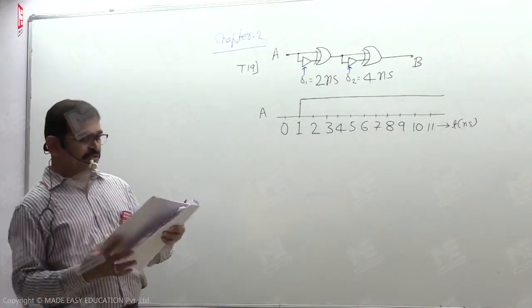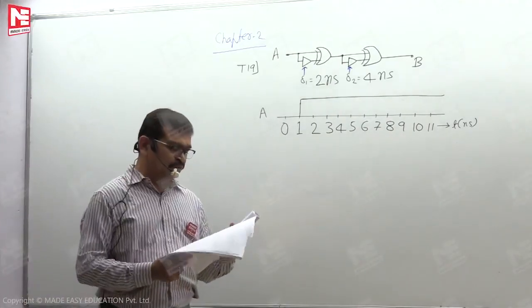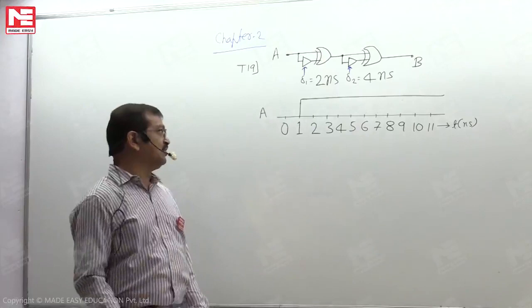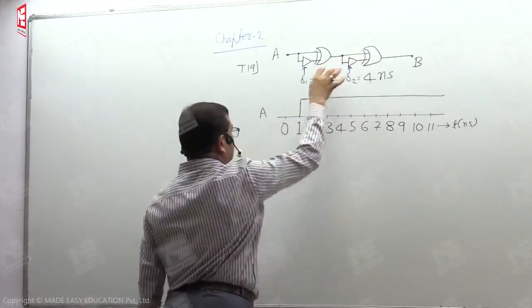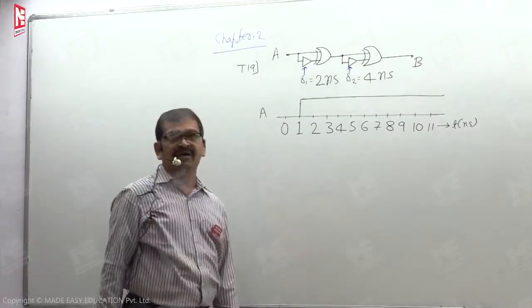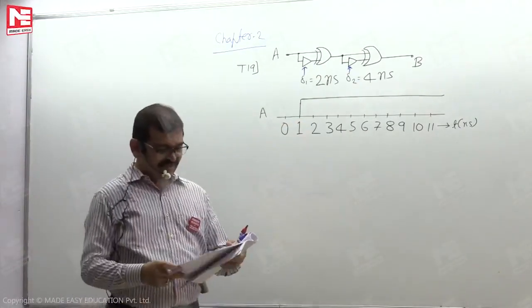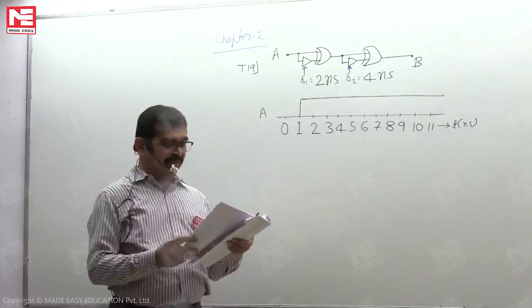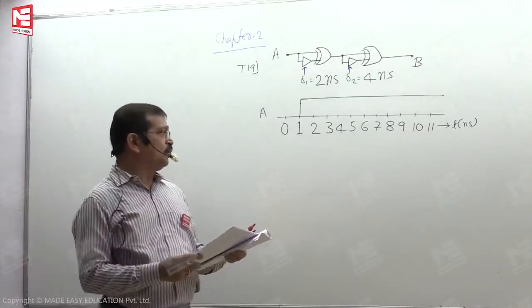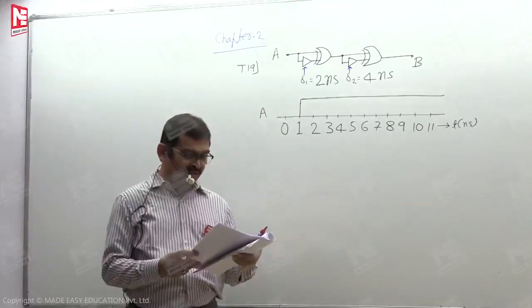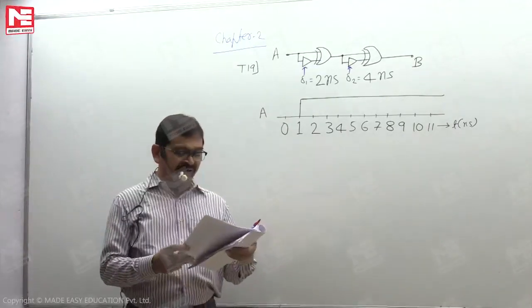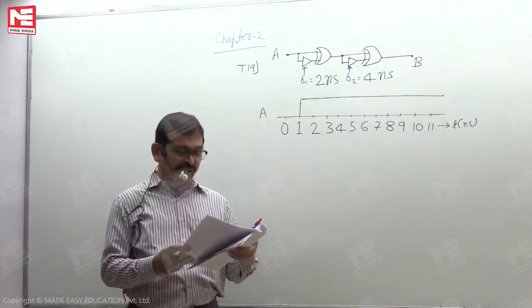Consider the following circuit consisting of exclusive OR gates and non-inverting buffers. So these are the exclusive OR gates, and these two gates we are looking at are non-inverting buffers. The non-inverting buffers have delay delta 1 of 2 nanoseconds and delta 2 of 4 nanoseconds as shown in the figure. Both XOR gates and all wires have zero delay.